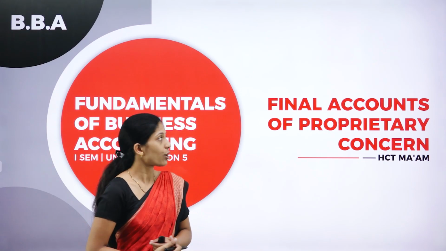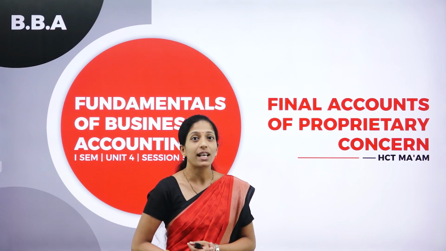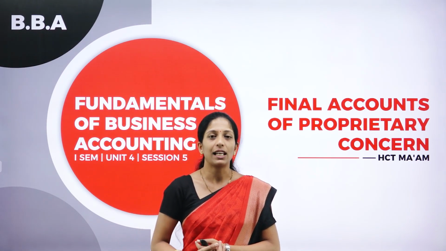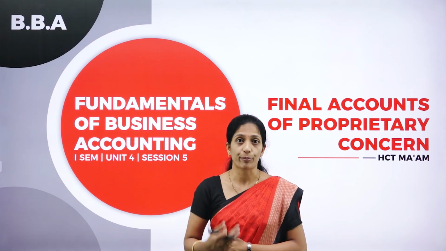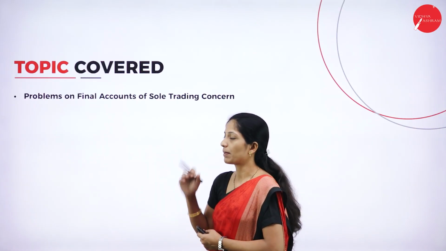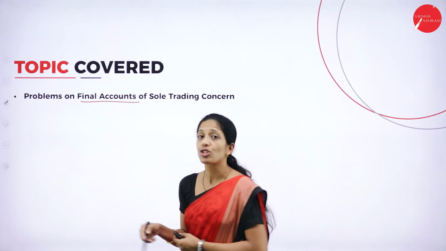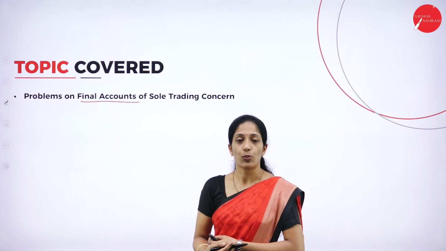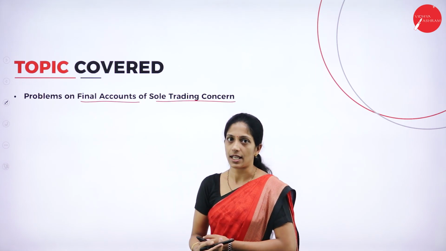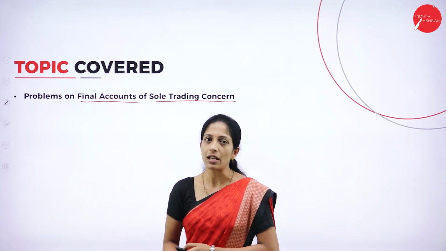So your Unit 4 is all about final accounts of proprietary concern. So my dear students, in a previous session, we were discussing a 15 marks problem on final accounts of a sole trading concern or proprietary concern. So let us quickly recall what we have discussed in a previous session. We had solved a problem, that is the 2021 question paper problem on final accounts of sole trading concern. So in today's session also, we shall continue with those 15 marks problem.